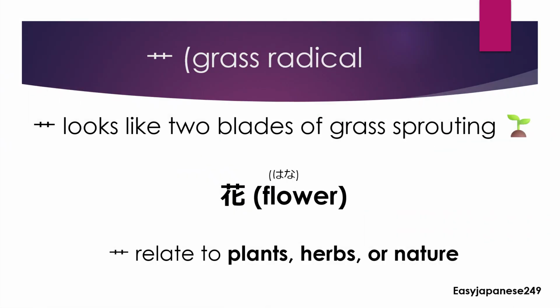This radical means grass or plant. It looks like two blades of grass sprouting. For example, hana, that means flower. Kanji with this radical are usually related to plants, nature, or herbs.